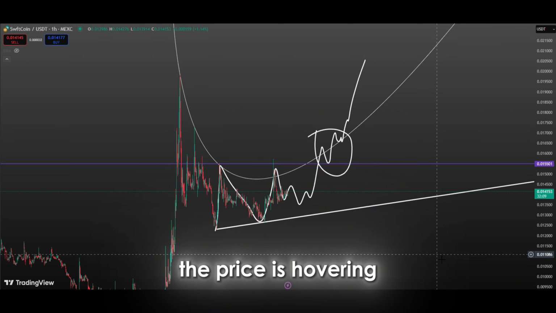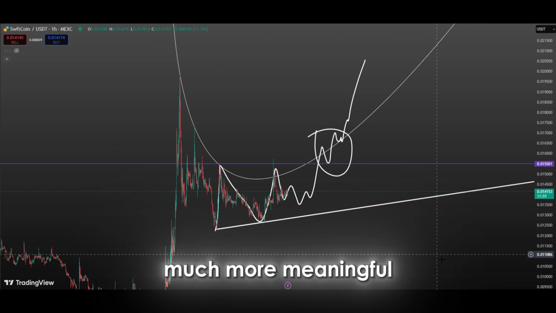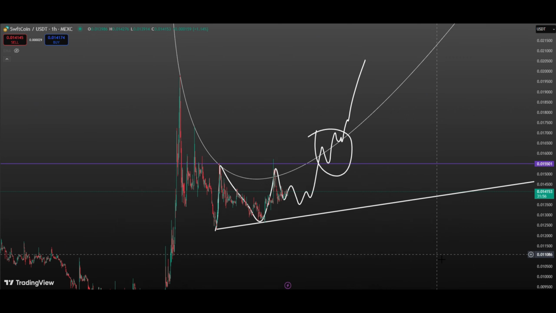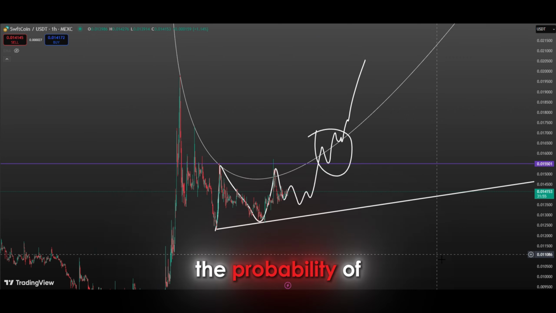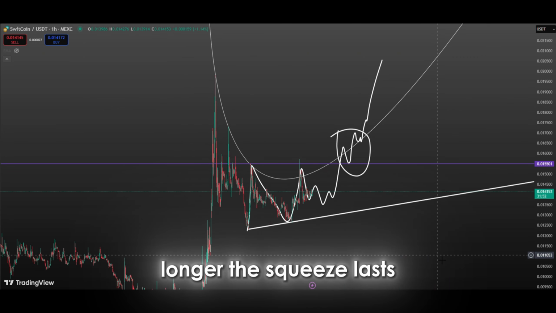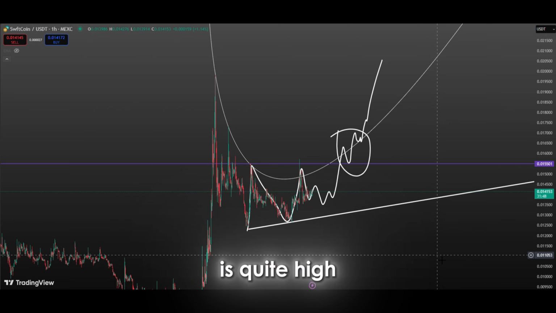At the moment, the price is hovering quite close to the upper boundary of the triangle. It has touched this resistance several times before but has pulled back. But since it has returned from higher lows each time, this time the contact may be much more meaningful, because both the price is squeezing and the bullish pressure is increasing. In technical analysis, the probability of a breakout after a squeeze becomes stronger the longer the squeeze lasts. In this case, the probability of an upside breakout is quite high.